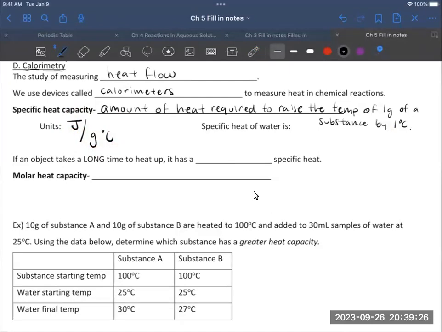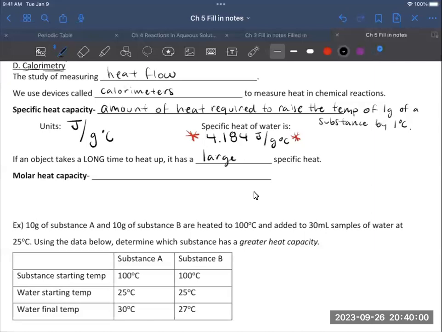Another thing that comes up pretty often, referred to in your homework quite often, is that the specific heat of water is 4.184 joules per gram degree Celsius. I would star this value. It comes up a lot. You have to use it a lot in your homework, so just be aware the specific heat of water is 4.184 joules per gram degree Celsius. It's a relatively large specific heat. Most things have smaller specific heats than water. So if an object takes a long time to heat up, it has a large specific heat.